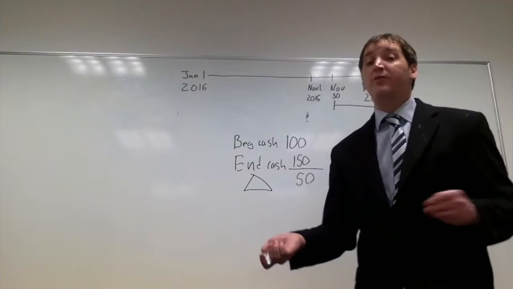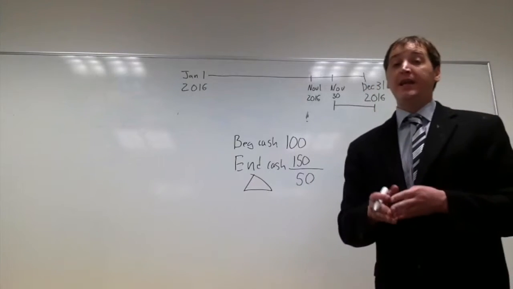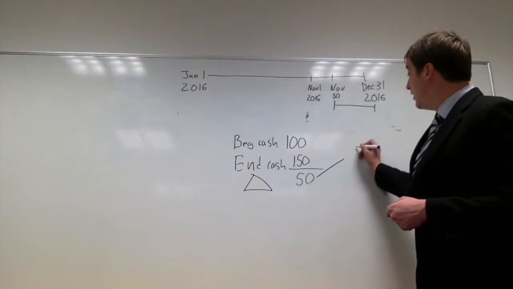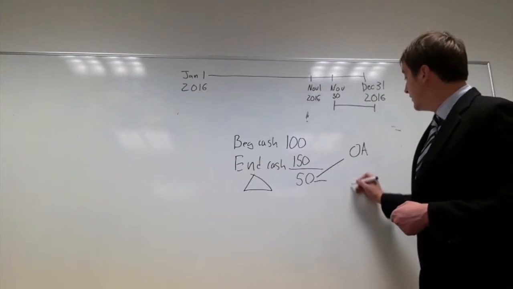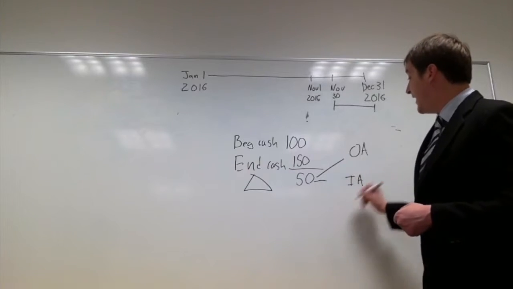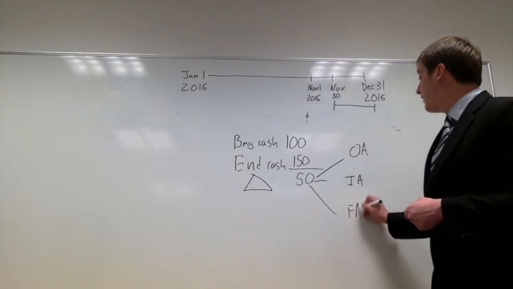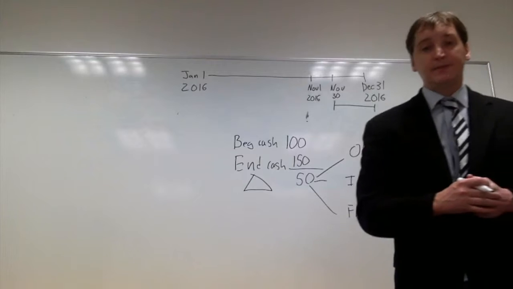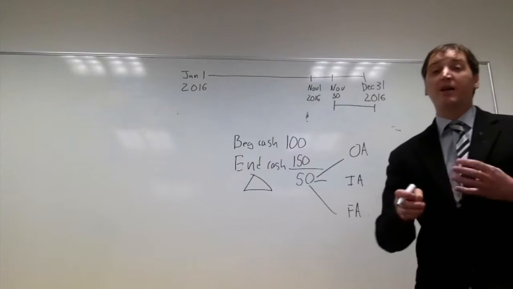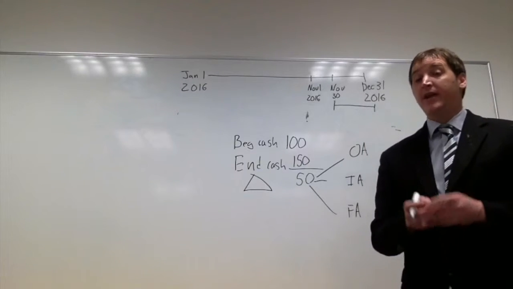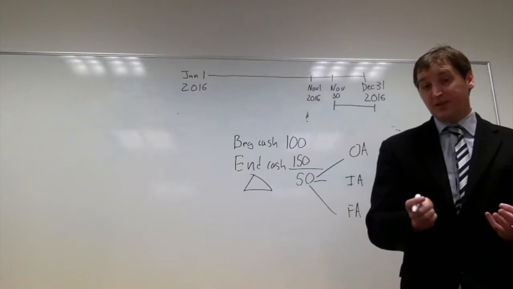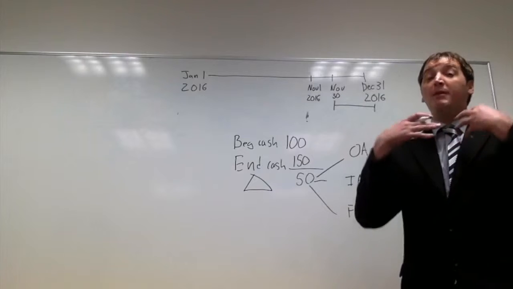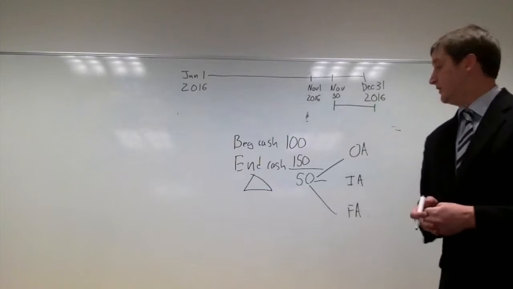All right, so this 50 can come from one of 3 different places. It can either come from operating activities, investing activities, and financing activities. So, these inflows of cash can come from one of 3 places. The cash flow statement is the most honest of the financial statements. It is also the newest of the financial statements. It was invented in the 80s.